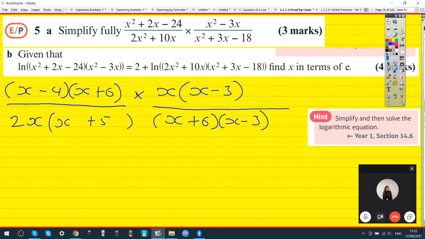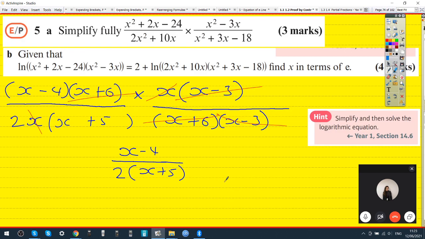And what cancels? The x plus 6 cancels out. Anything else? The x minus 3 and the x minus 3. And there is one more thing, believe it or not. The x and the 2x. Yeah, x and that x there. So now you're left with x minus 4 over x brackets x plus 5, 2 brackets x plus 5. Oh, right. Okay.